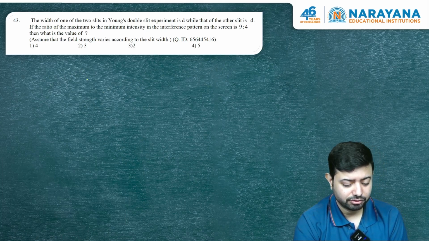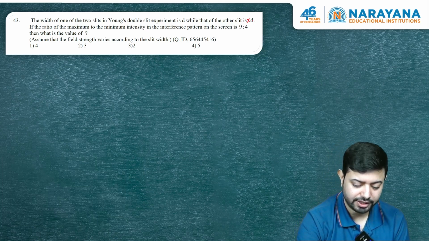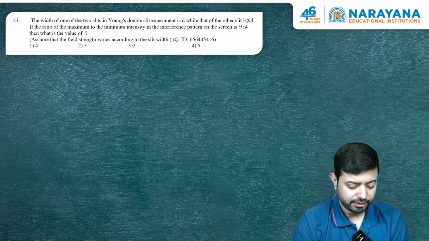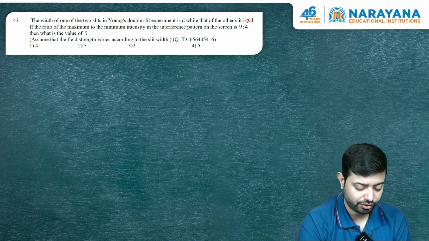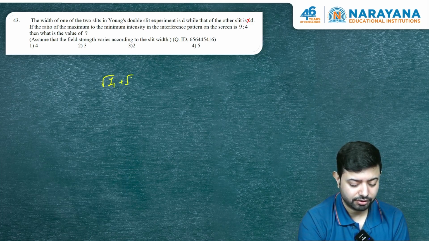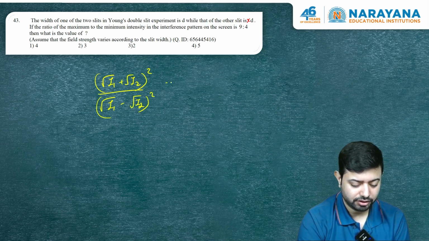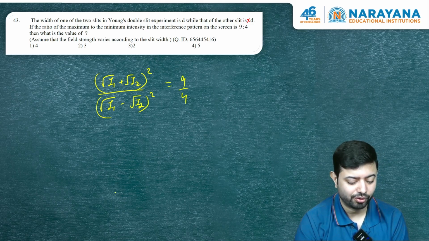The width of one of the two slits in YDSE is d, while that of the other slit is given as xd. I will just put it here, xd. If the ratio of maximum to minimum intensity in the interference pattern on the screen is 9:4, remember the maximum intensity formula, root I1 plus root I2 whole square, and minimum, root I1 minus root I2 whole square. This ratio is given as 9/4.